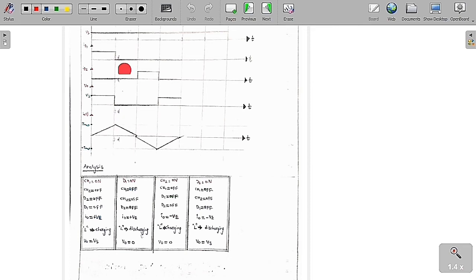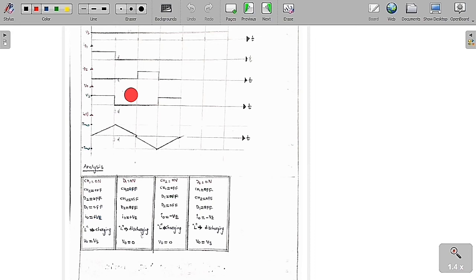In the second period, you can see that the chopper is off. Chopper 1 is off, chopper 2 is also off, and diode D2 is also off. Only diode D1 is on.